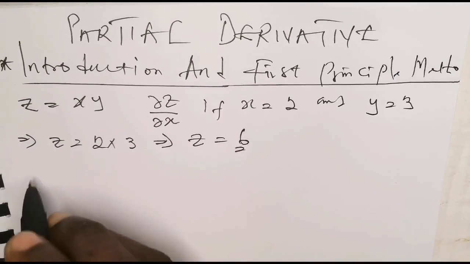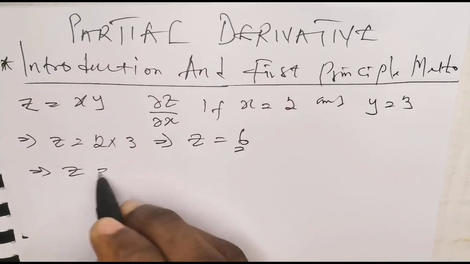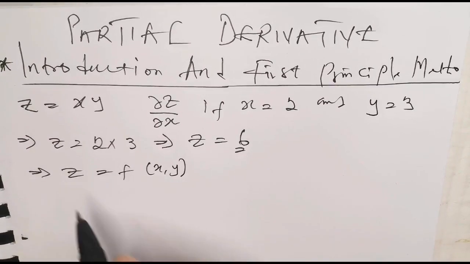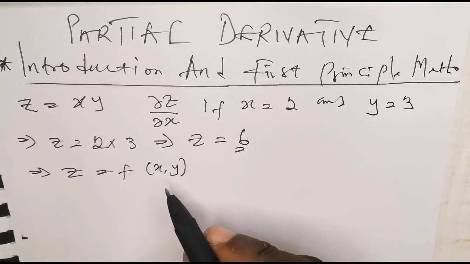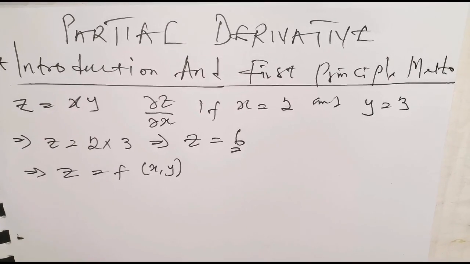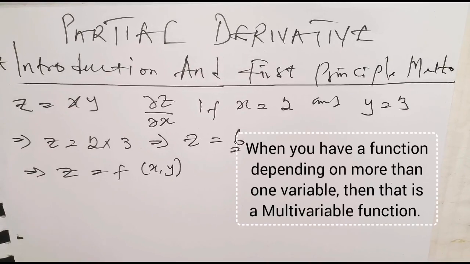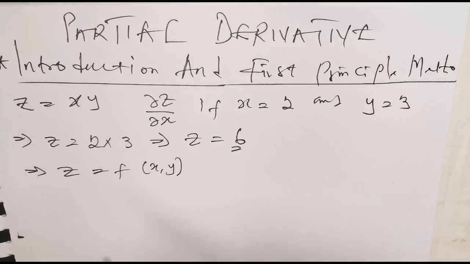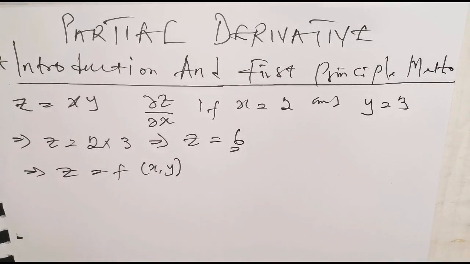So mathematically, you can simply say that z is a function of x and y, which means z depends on the value of x and the value of y to be defined. So this is what a function of more than one variable, or a multivariable function, is. When you have a function depending on more than one variable, then that is simply a multivariable function. Now, if you're asked to differentiate z partially with respect to x, in that case, you're treating y as a constant and you're simply saying z only changes with respect to x.